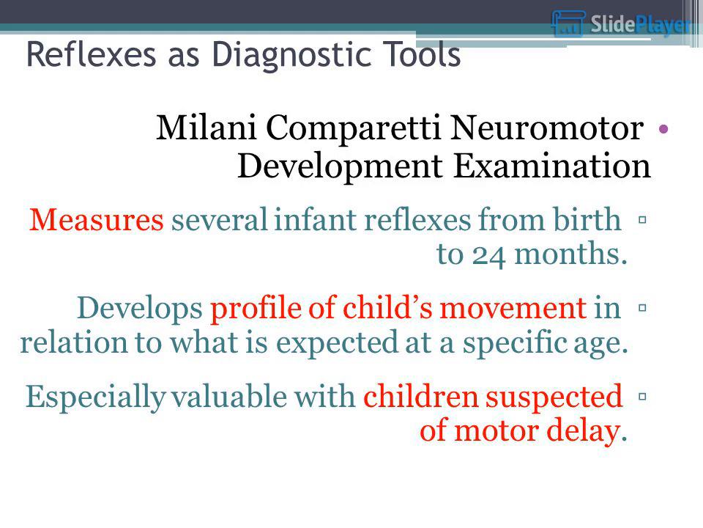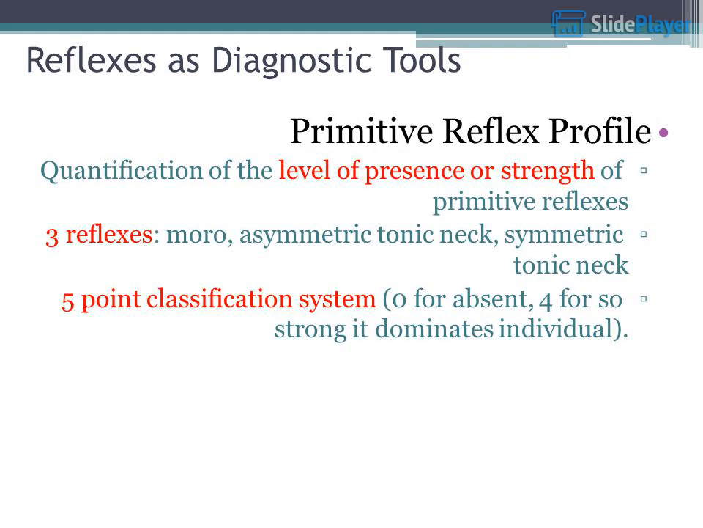Reflexes as diagnostic tools. The Milani-Comparetti neuromotor development examination measures several infant reflexes from birth to 24 months. It develops a profile of the child's movement in relation to what is expected at a specific age. It is especially valuable with children suspected of motor delay.